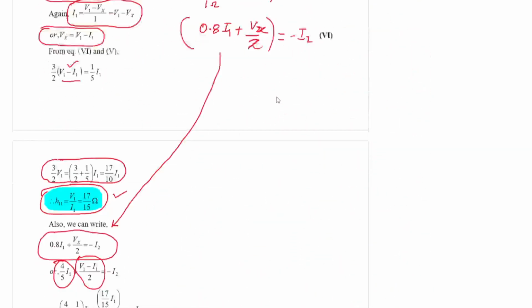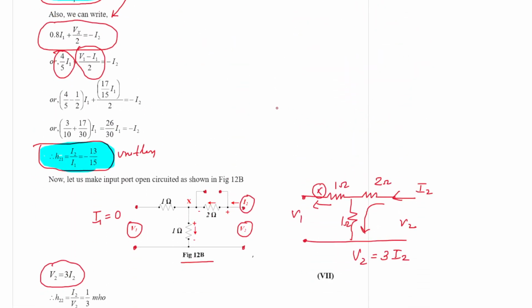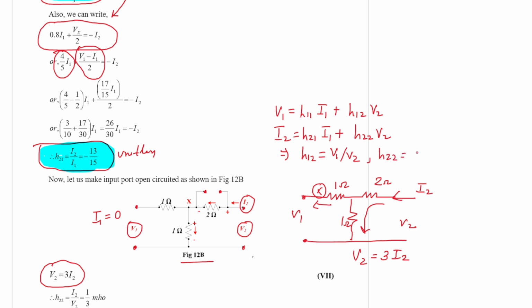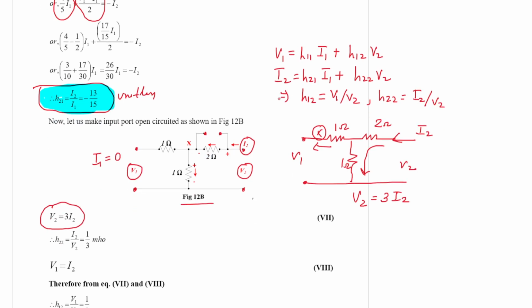From this, if I write the hybrid parameter equations again: V1 is equal to H11 I1 plus H12 V2, and I2 is equal to H21 I1 plus H22 V2. We are making I1 equal to 0, so H12 is equal to V1 by V2, and H22 is equal to I2 by V2, of course with I1 equal to 0. Since V2 is equal to 3I2, using the definition of H22, we can write H22 is equal to I2 by V2 is equal to 1 by 3 mho. That is our third parameter.